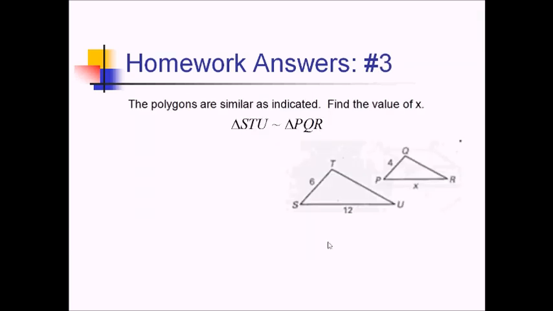For number 3, they want us to find the value of x in these similar triangles. So for this one, we're going to have to set up a proportion with corresponding sides. One of many combinations that would work. If we do 12 over x, that's going to be the same ratio as 6 over 4. Cross-multiplying, that'll be 6x equals 48. And dividing by 6, we have x equals 8.